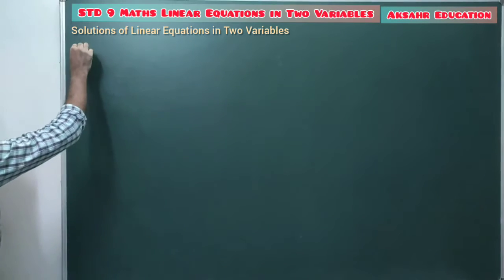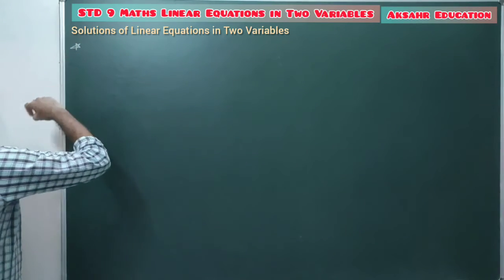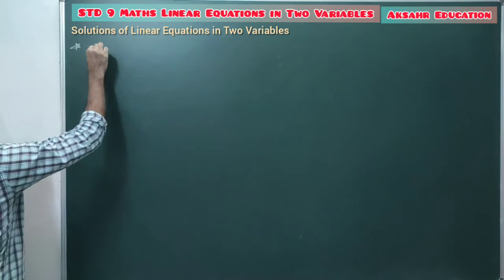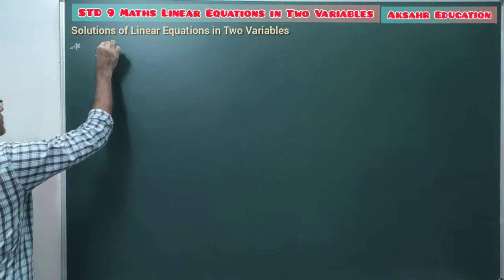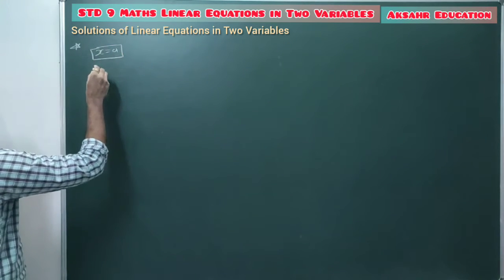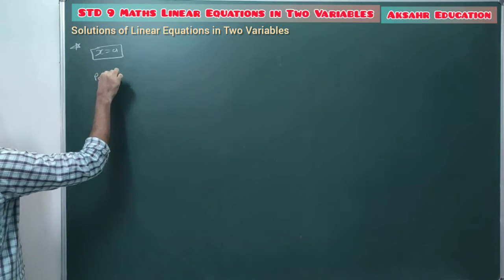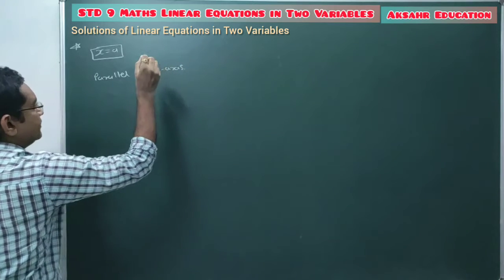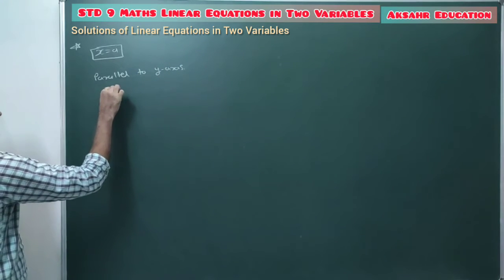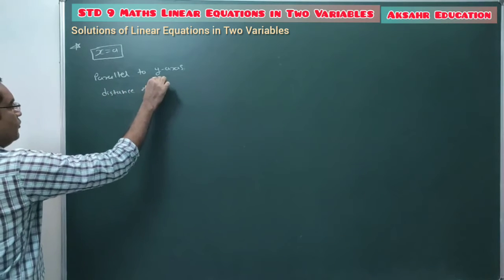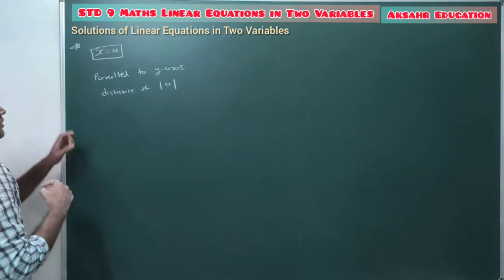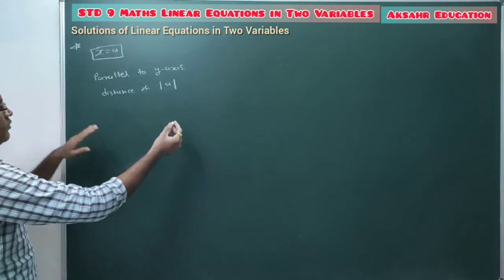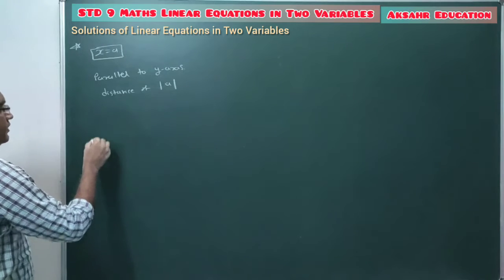Okay students, now we discuss equation of line which is parallel to x axis and y axis. So equation of line, for example, x equal to a. X equal to a is the equation of line which is parallel to y axis, at the distance of mod a. That means this line can be parallel to y axis on the left hand side or on the right hand side according to value of a.